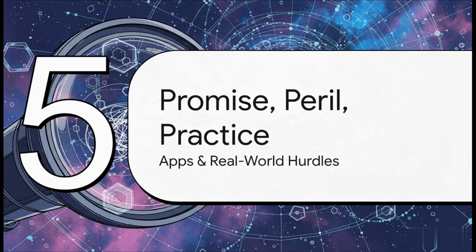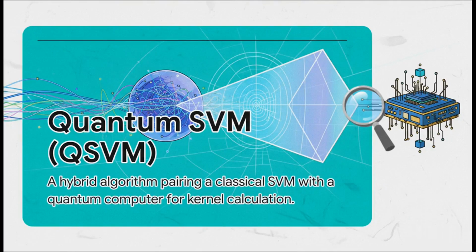Okay, that brings us to section 5, promise, peril, and practice. This is where we look at the incredible real-world applications of this tech, but we also get real about the hurdles we're still facing today. And one of the most direct, most promising applications of this whole technique is the quantum support vector machine, or QSVM. It's a perfect example of that hybrid approach we were just talking about. You take the robust, proven framework of a classical SVM and just supercharge its ability to see patterns by swapping out the classical kernel for a quantum one.